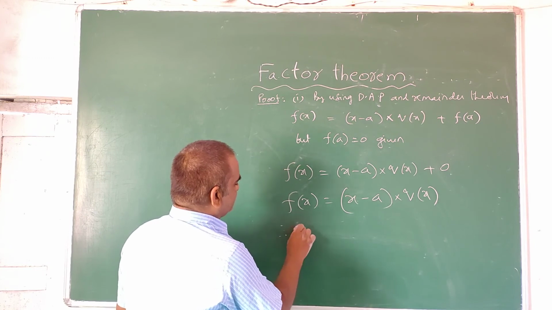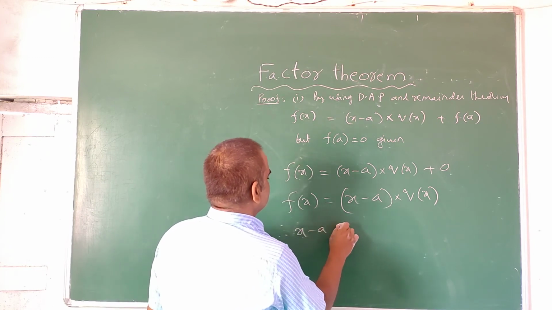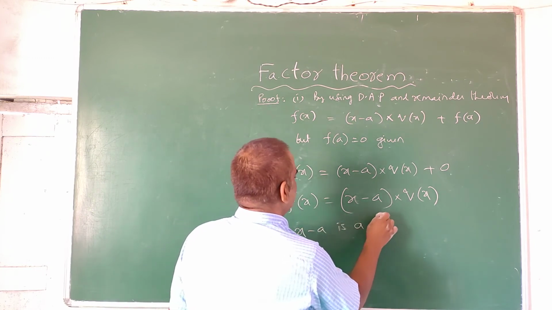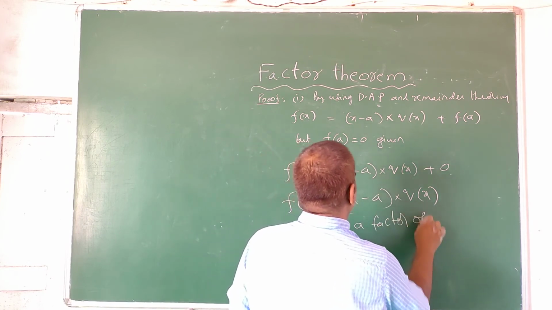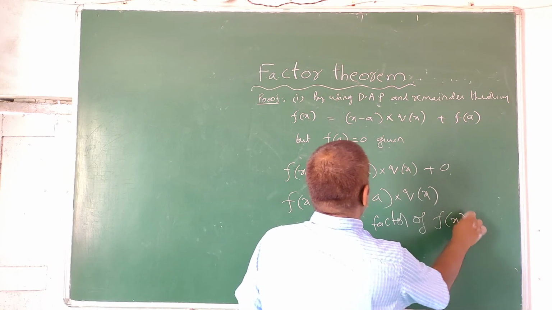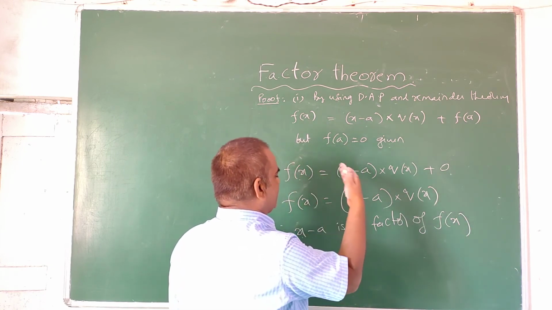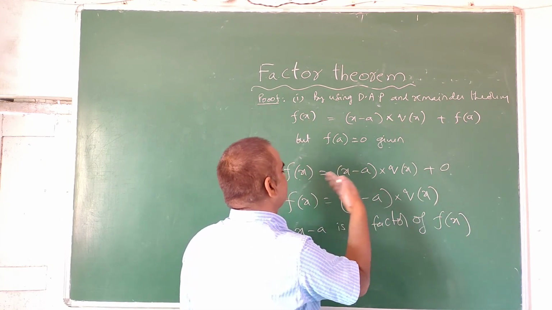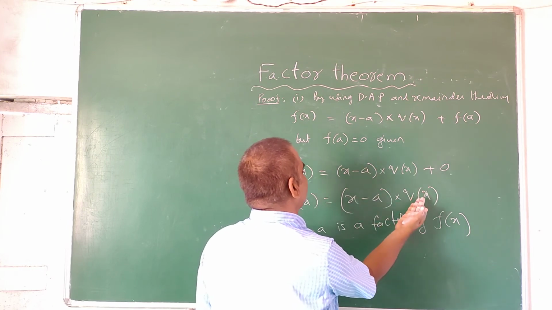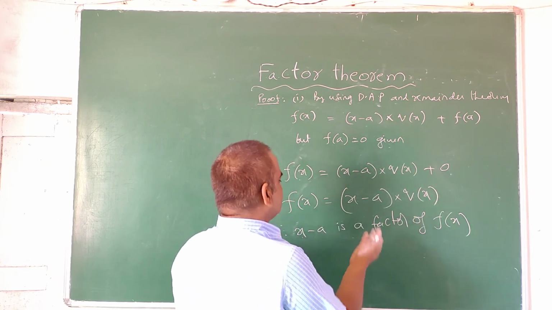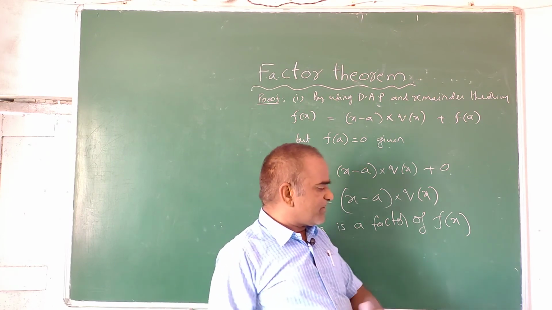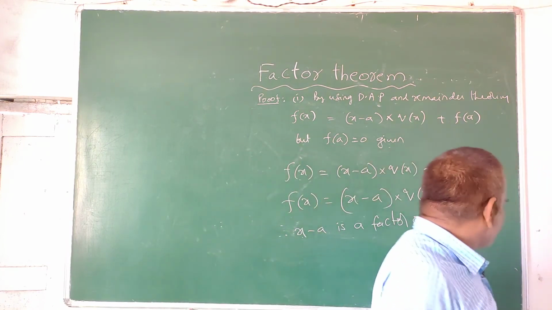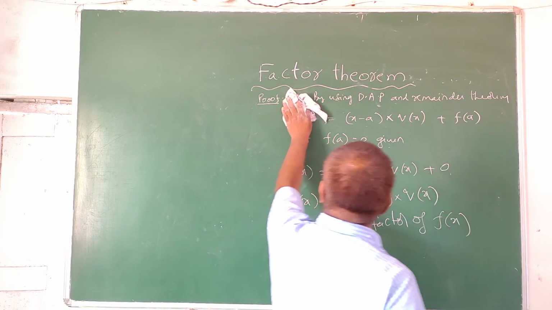Therefore x minus a is a factor of, understood? Factor of f of x. It is very simple. See, when f of x is some x minus a times q of x, it is very clear that x minus a is a factor of f of x, right? So now we are proving that part 2.